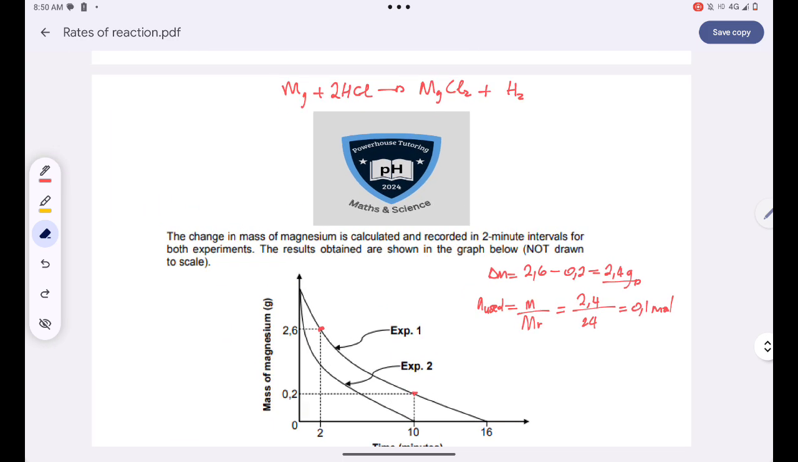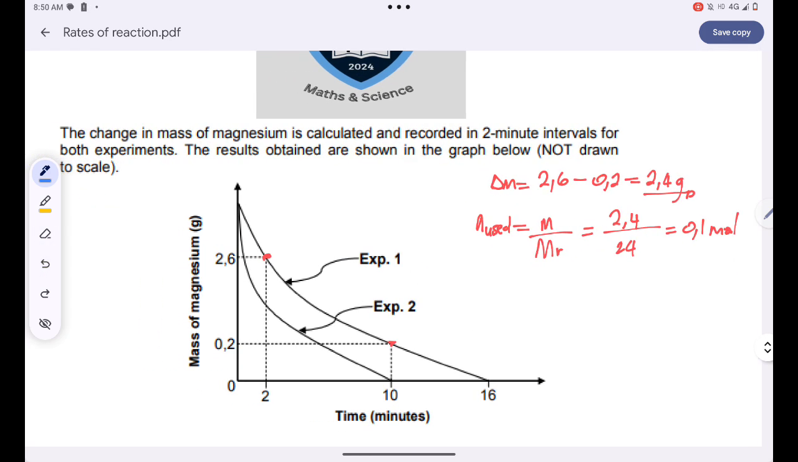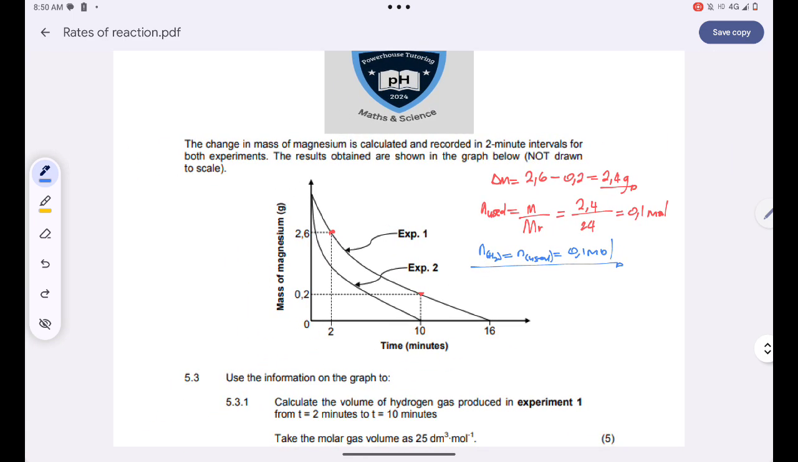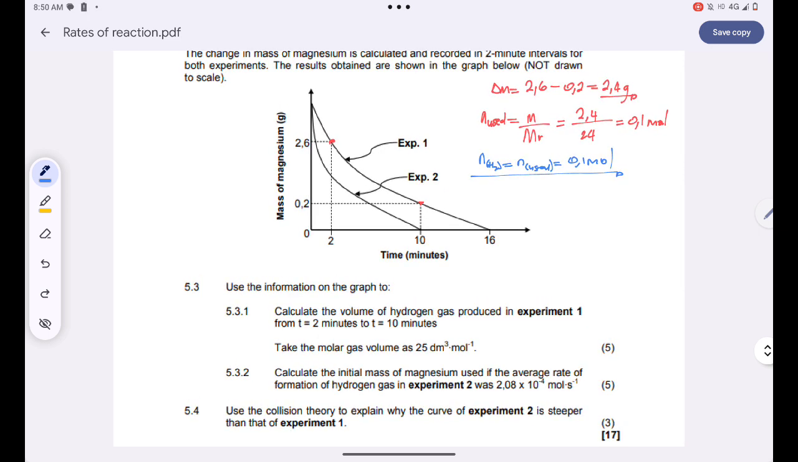Now, okay, since the ratio over there is 1:1, it simply means that the number of moles of hydrogen that will be formed will be equal to the number of moles of magnesium that will be used. Are you together? So we'll simply have 0.1 mole. So I know that between this time interval, I will only form 0.1 mole of hydrogen. Okay. What do they want us to find?